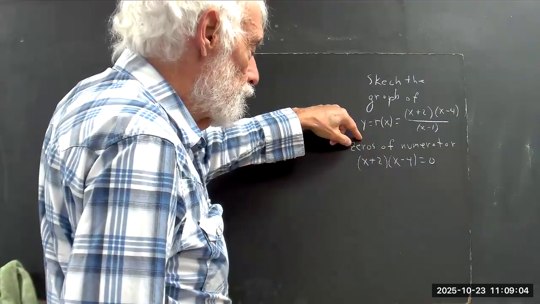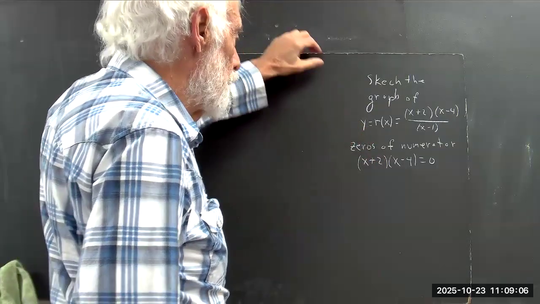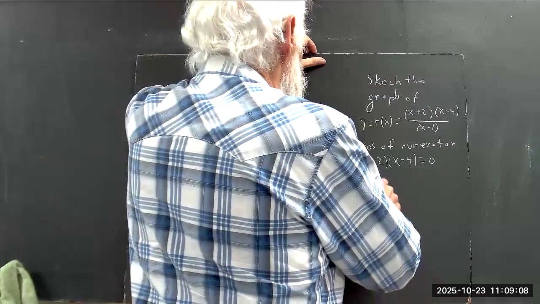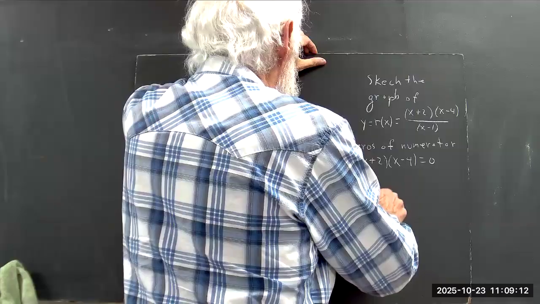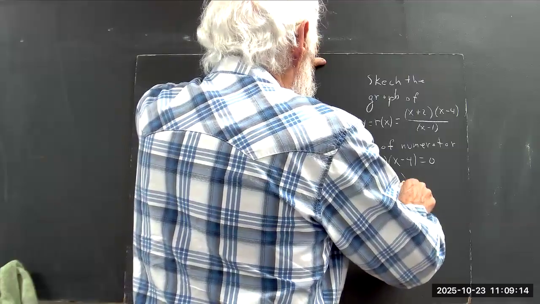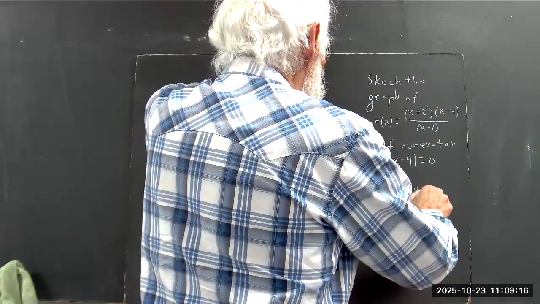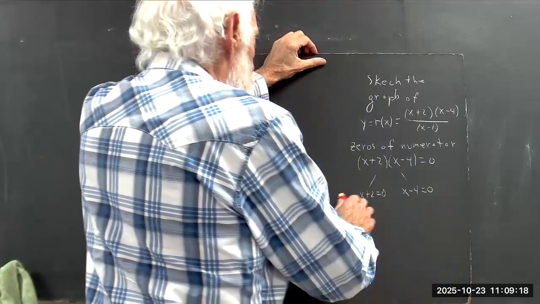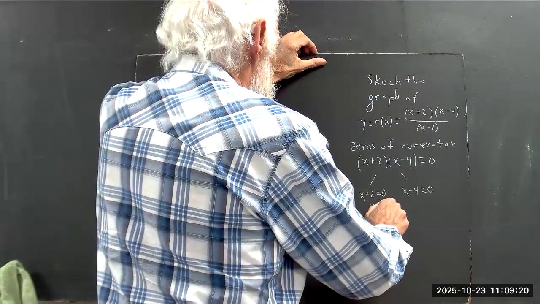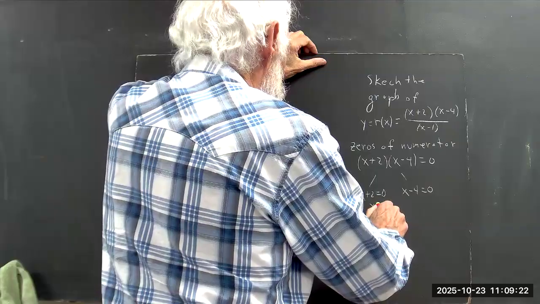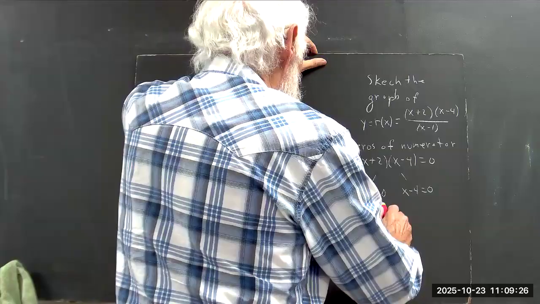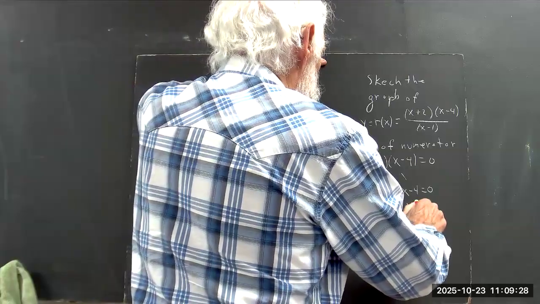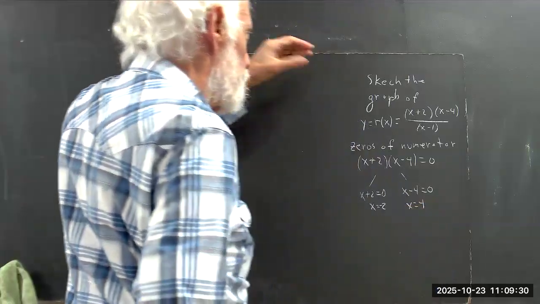Here's your numerator. You find the zeros of the numerator. This breaks into x plus 2 equals 0 and x minus 4 equals 0. This is solved easily. You get x equals negative 2 and x equals 4.